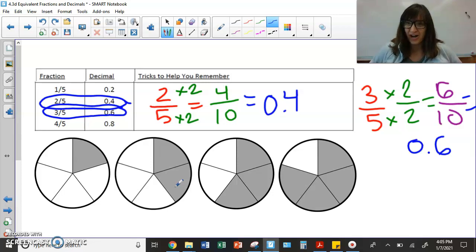So that's true of your odd numbers. Really, with your fifths, the way you look at it is you multiply your numerator by 2. When you multiply your numerator by 2, you're creating tenths, and that tells you how many tenths you have. So 1 times 2 is 2, so that's equal to 2 tenths. 2 times 2 is 4, that's 4 tenths. 3 times 2 is 6, that's 6 tenths. And 4 times 2 is 8, so that's 8 tenths.